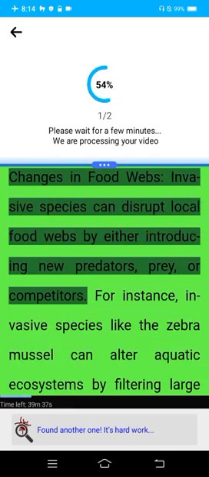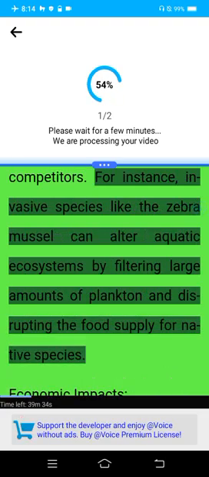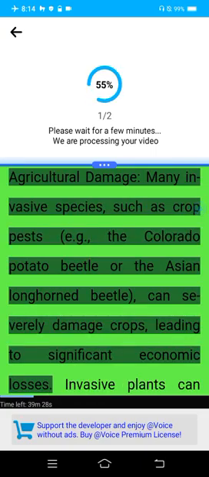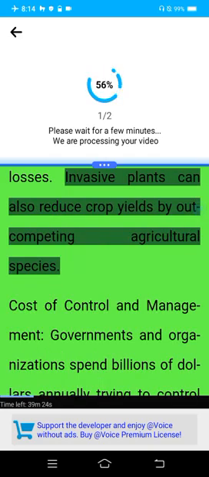Changes in food webs. Invasive species can disrupt local food webs by introducing new predators, prey, or competitors. For instance, invasive species like the zebra mussel can alter aquatic ecosystems by filtering large amounts of plankton and disrupting the food supply for native species. Economic impacts. Agricultural damage. Many invasive species, such as crop pests, e.g., the Colorado potato beetle or the Asian longhorn beetle, can severely damage crops, leading to significant economic losses. Invasive plants can also reduce crop yields by outcompeting agricultural species.